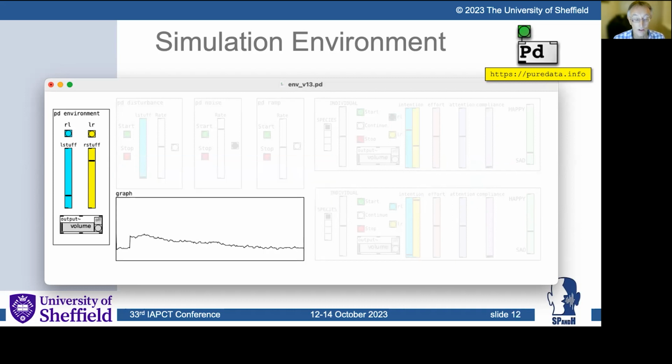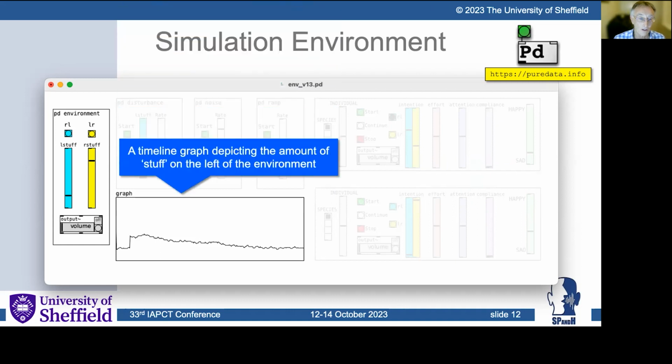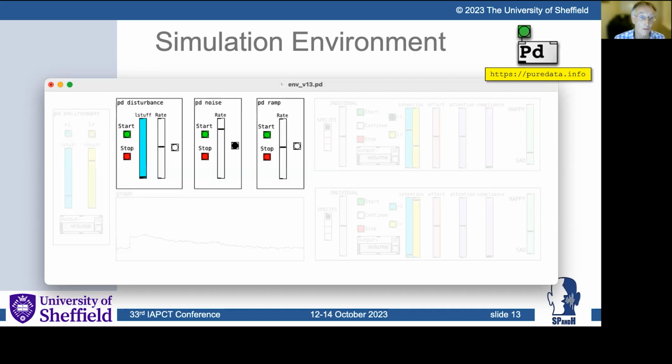There's a graph here, which is essentially going to be a timeline, which shows you the amount of stuff that's on the left. So if all the stuff is on the left, then that graph will be high. And if all the stuff is on the right, then that graph will be low. It's just a parameter that's being controlled. That's all we talk about.